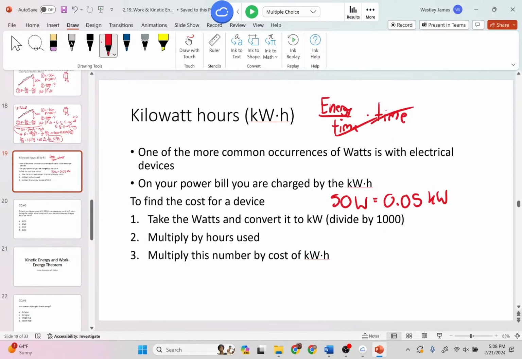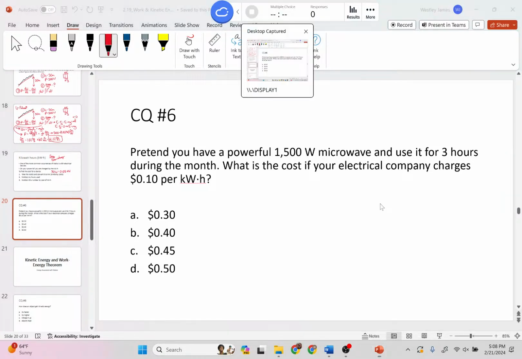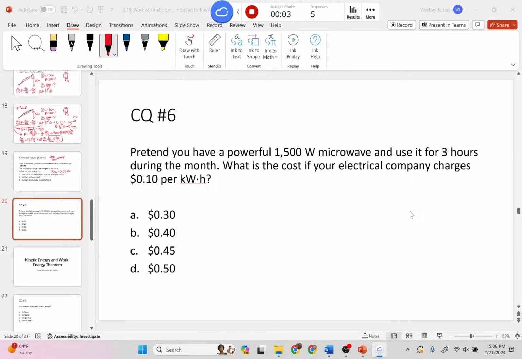Okay? So let's do a quick calculation with this. Pretend you have a powerful 1,500 watt microwave. My microwave at home I think is like 700 watts, but they go up or down. It's literally how much energy your microwave can output per second. And you use it for 3 hours during the month. If your electric company charges 10 cents per kilowatt hour, how much did your microwave cost you that month? Again, it's a cool kind of calculation. It takes that idea of power and actually connects it to something that you all experience every single day.